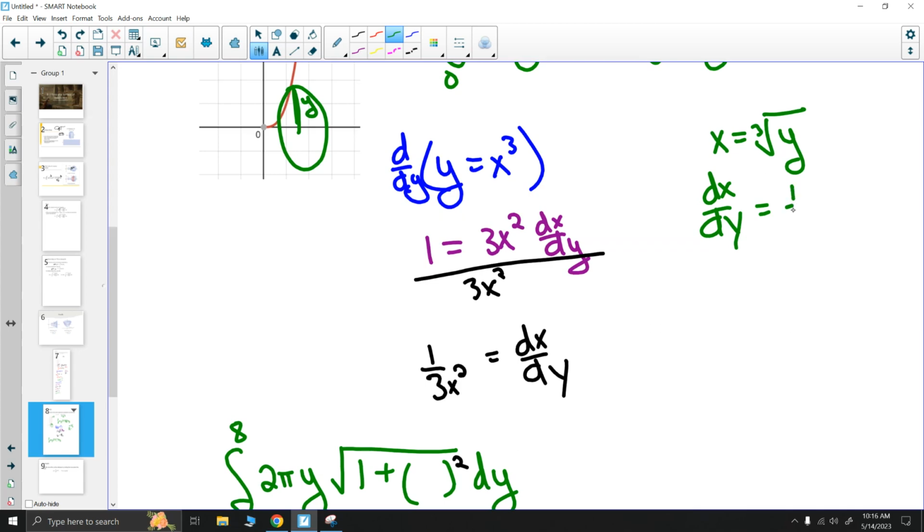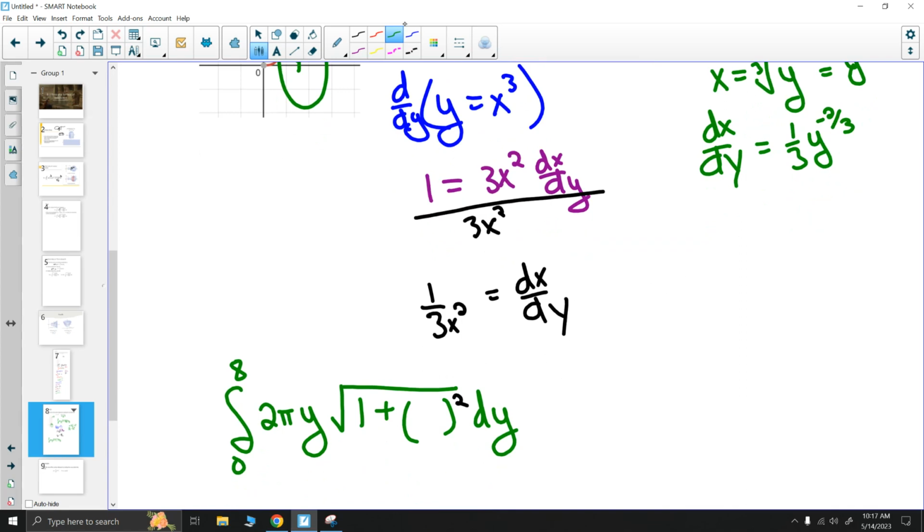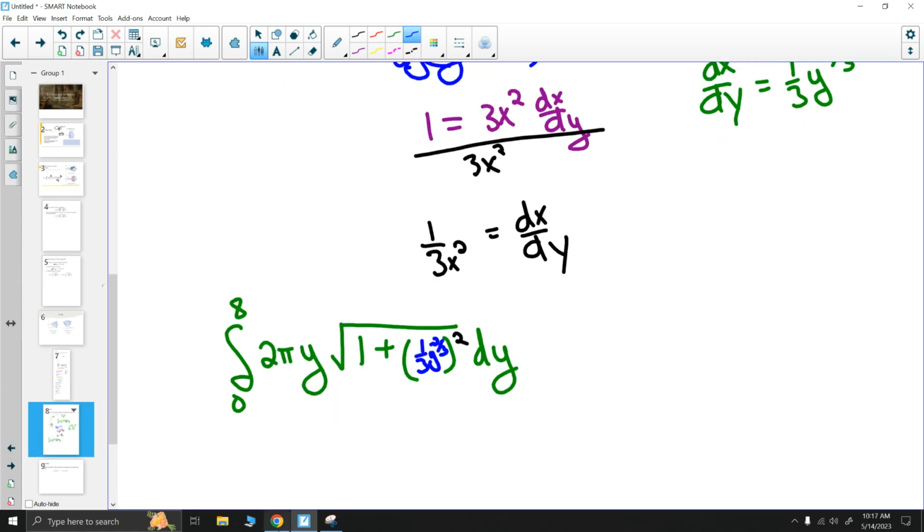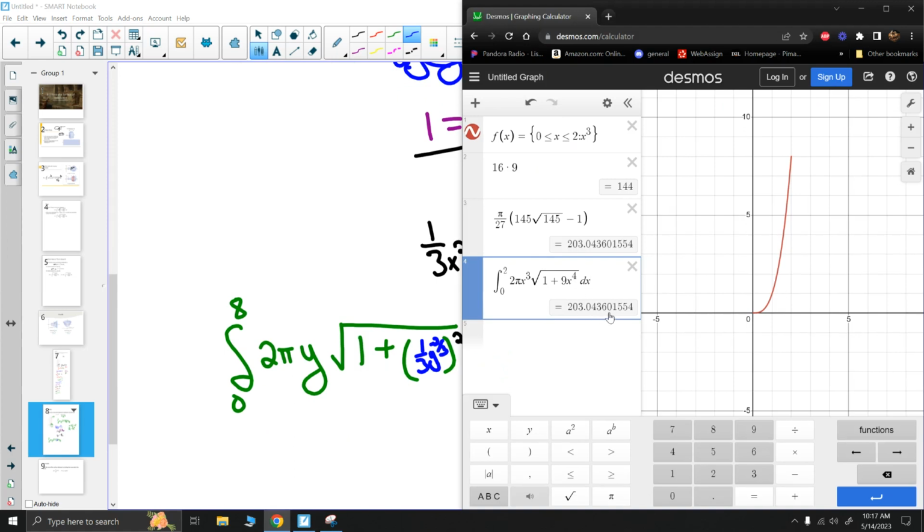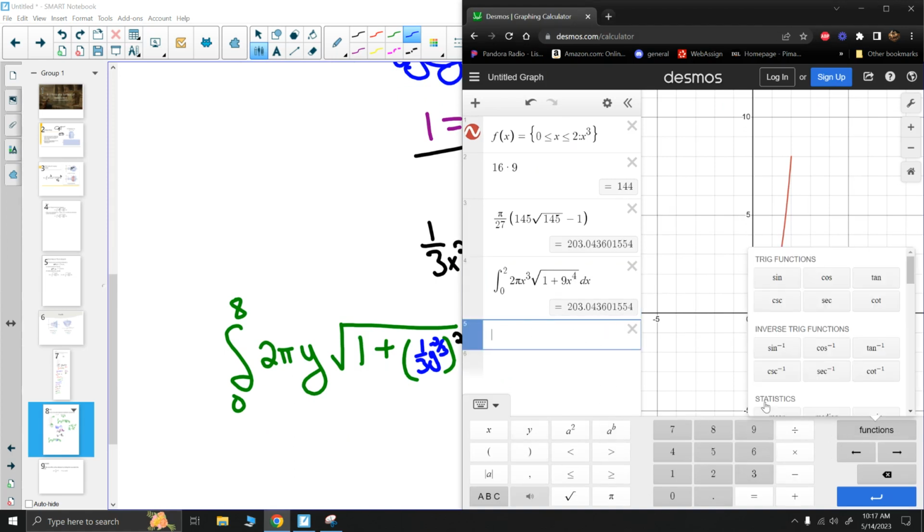So that would be 1/3 y to the, so this is like saying y to the 1/3, so y to the negative 2/3. So that is 1/3 y to the negative 2/3. And I'm just going to plug this in really quick and make sure that we get the same value, because I don't really want to waste time with this integral necessarily. I just want to show you that we can do this if we had set it up in that form.